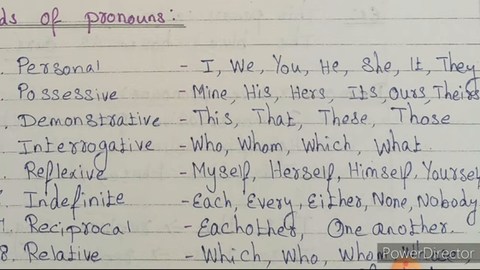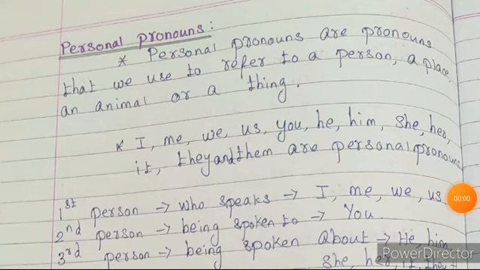Indefinite means each, every, either, none. Reciprocal pronouns are each other, one another. Relative pronouns are which, who, whom, whose, which represent WH questions. So these are the kinds of pronouns. There are 8 kinds of pronouns: personal, possessive, demonstrative, interrogative, reflexive, indefinite, reciprocal, and then relative pronoun.